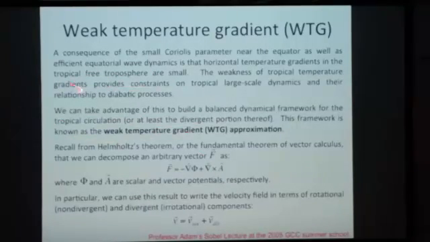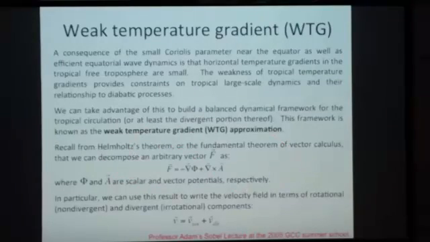So, yeah, we can take advantage of this balanced dynamical framework, which we call the weak temperature gradient approximation, to understand something about the tropical circulation, or at least the part of the circulation that's divergent. I'll speak about that in a second. So we call that WTG.